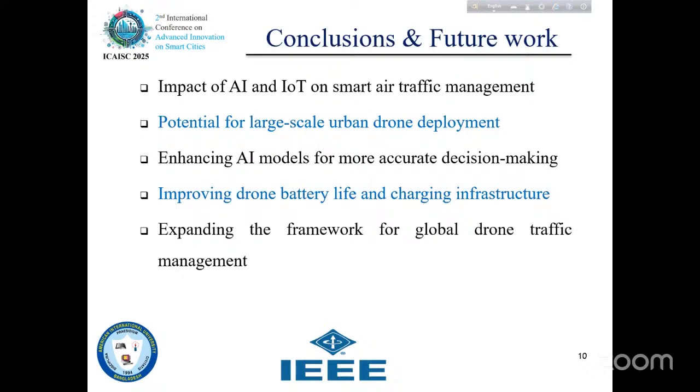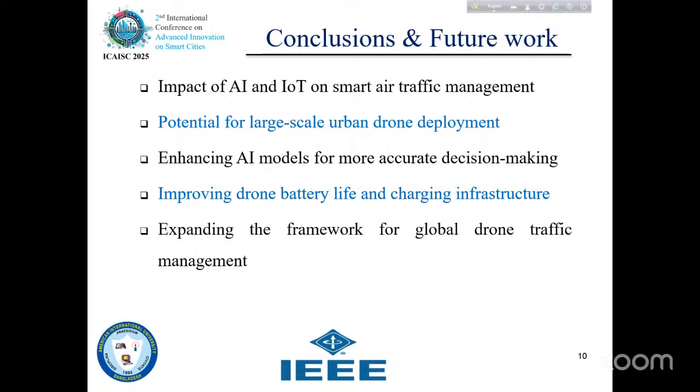Additionally, collision-free navigation was achieved by using particle swarm optimization and ant colony optimization, allowing drones to efficiently adjust their paths, avoid collisions, and maintain safe distance from other flying entities while ensuring safe and timely delivery. So here is our conclusion and future work.